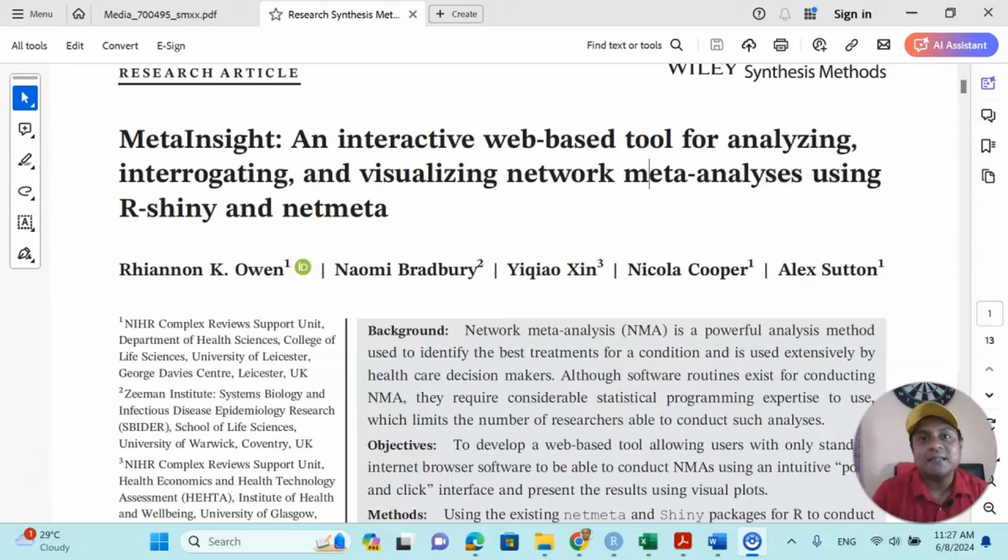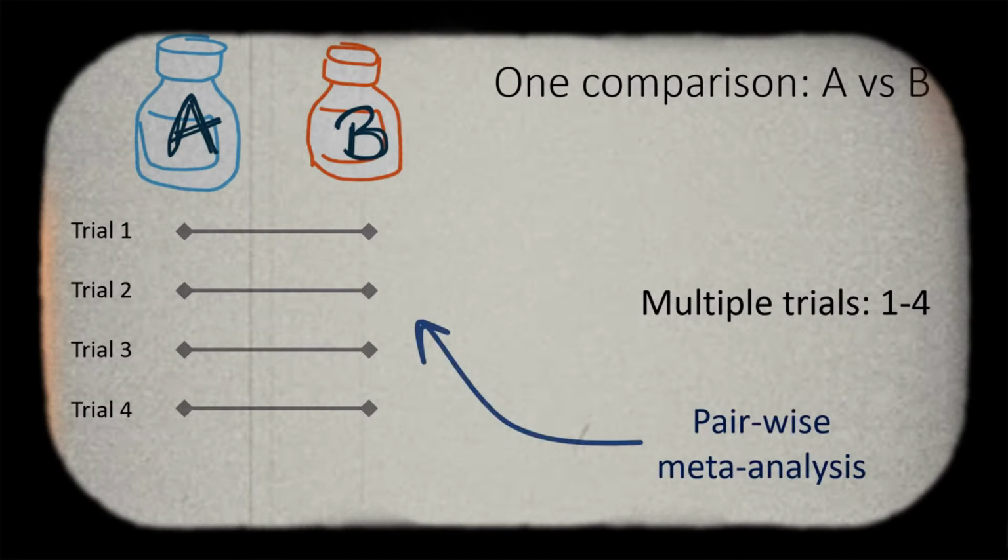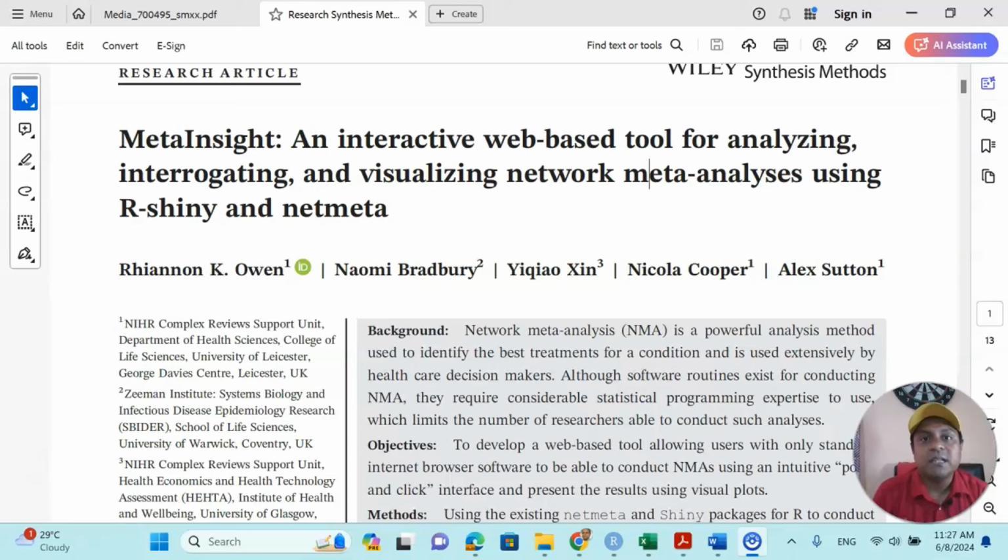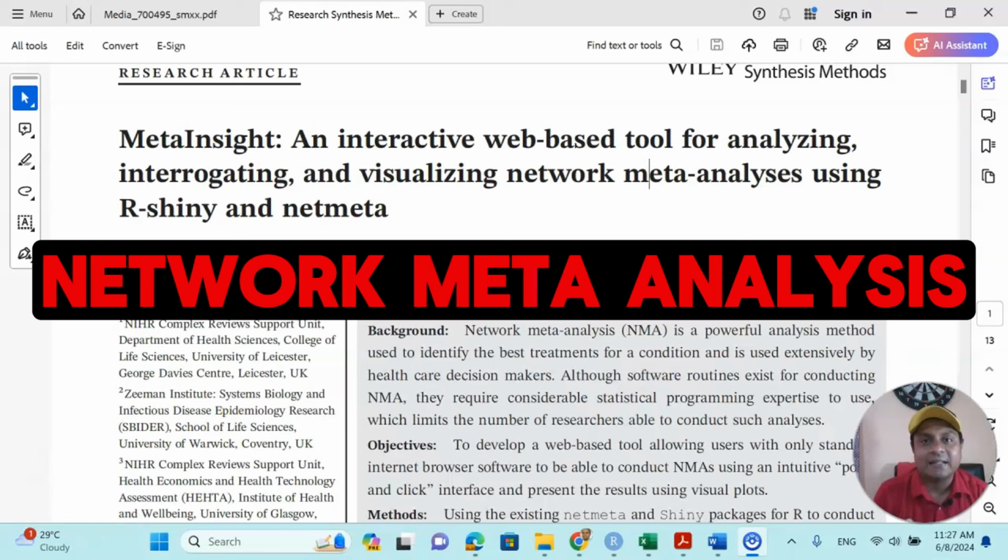In order to answer these types of questions, when we deal with several types of drugs or interventions in one group of patients or a control group of patients, at that time we use network meta-analysis.